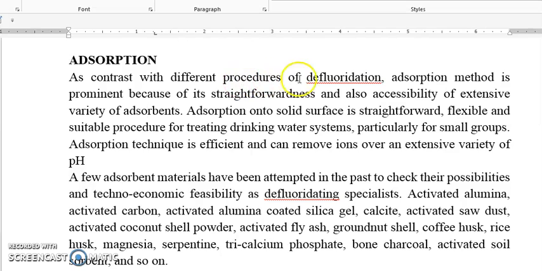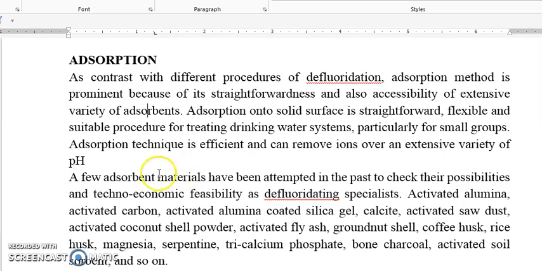Now, as compared to other procedures of defluoridation, adsorption is prominent because of its straightforwardness and accessibility of an extensive variety of adsorbents. So you can use a variety of adsorbents, whichever is available near you, and defluoridate the water. Now, adsorption onto a solid surface is very straightforward. It is a very flexible and suitable procedure for treating drinking water systems, particularly for small quantity in a small area, small village, small industrial colonies, right? So the adsorption method will be very suitable.